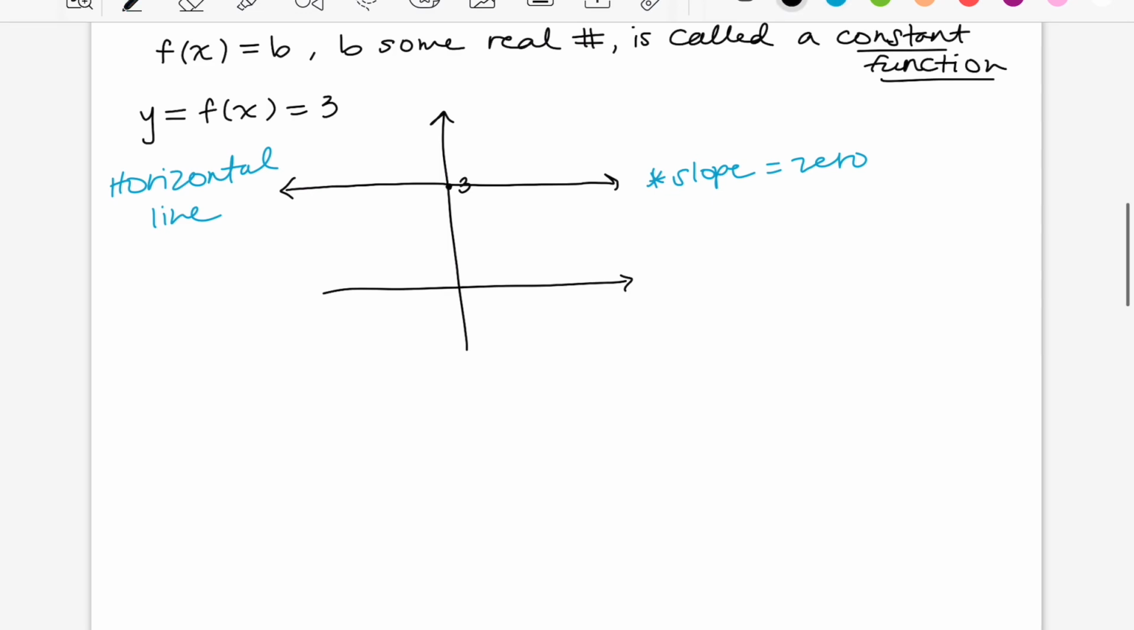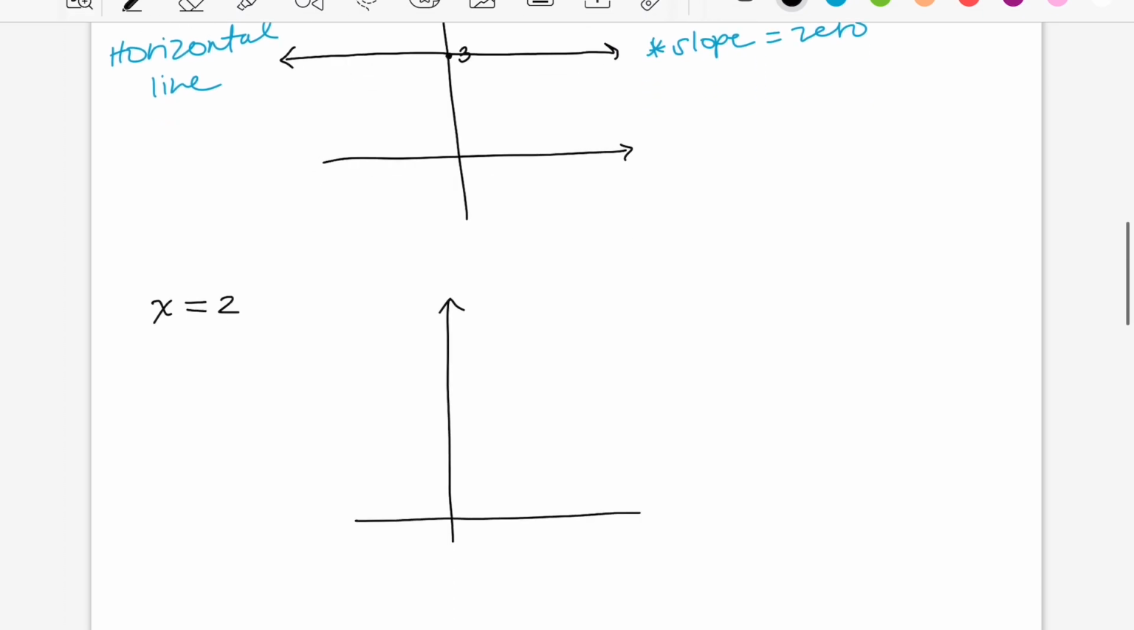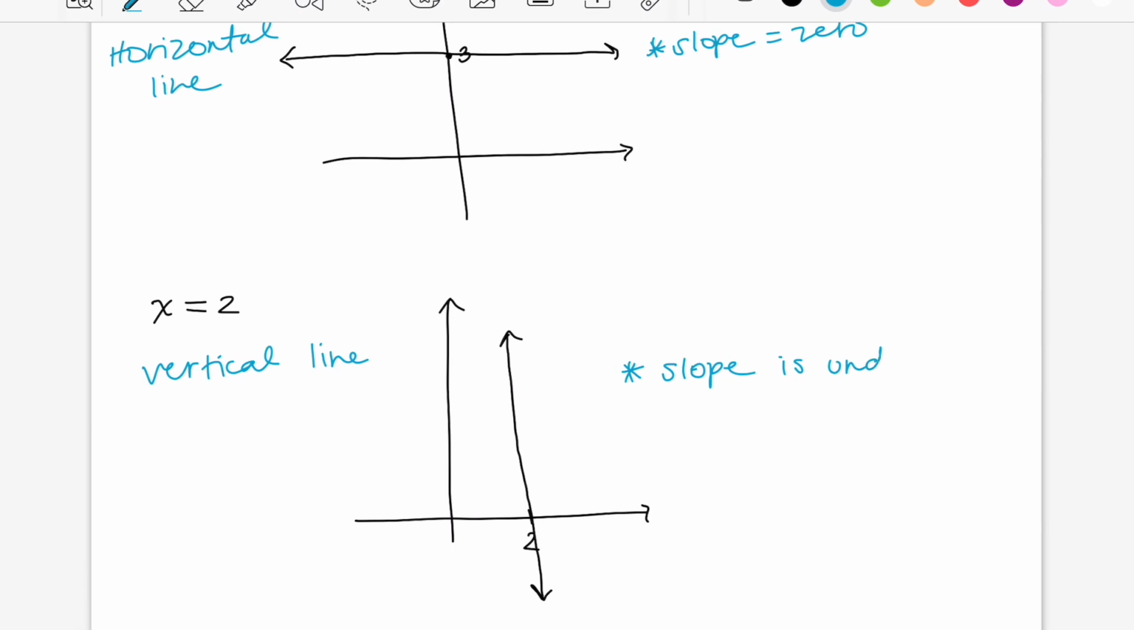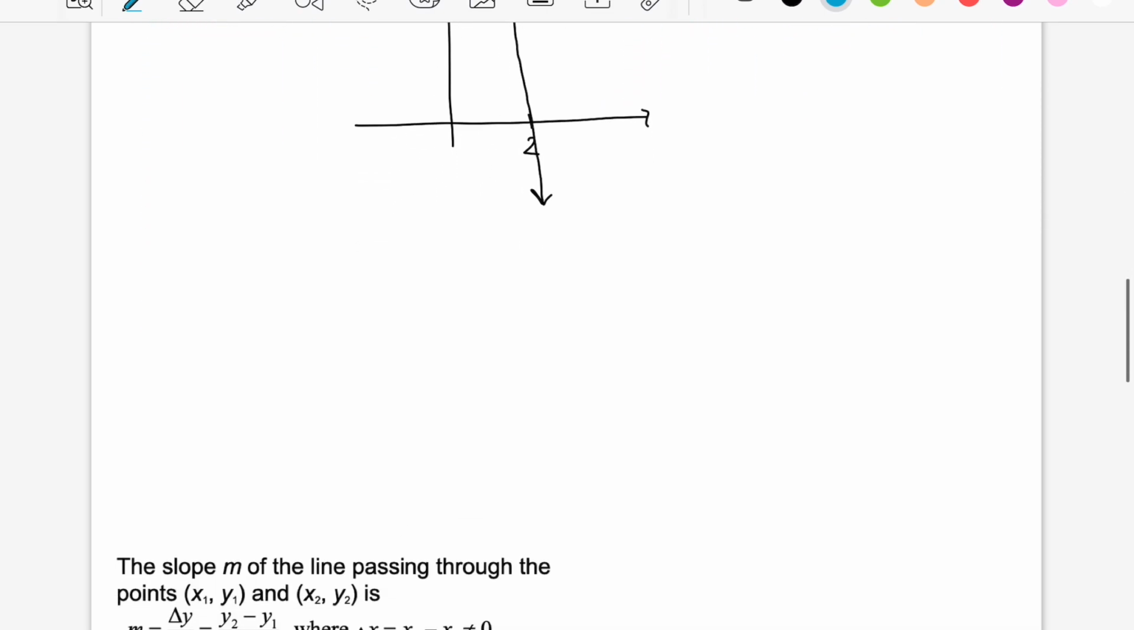Similarly, if we had x is equal to some constant, x is equal to 2, in this case, we just have that x is equal to 2 no matter what. So our graph would look, try to keep it straight, our graph would look like this. And so in this case, we have a vertical line. And in this case, our slope is undefined. And I'll go over that a little more in a second.